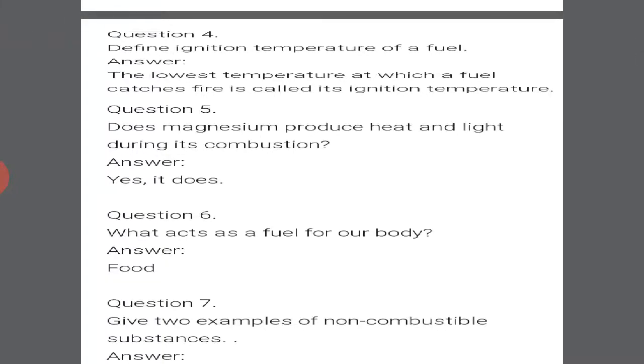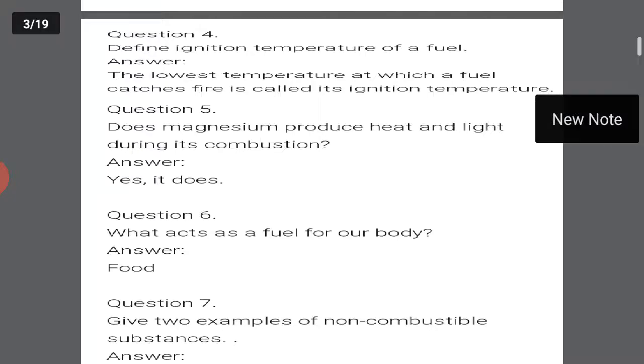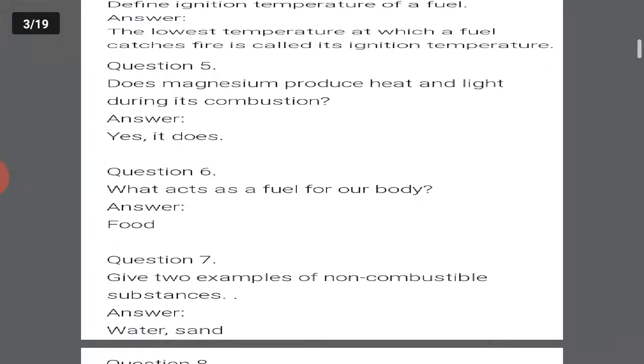Define ignition temperature of a fuel. The lowest temperature at which a fuel catches fire is called its ignition temperature. Got it? Okay, next is, does magnesium produce heat and light during its combustion? Yes, it will definitely do both. It will produce some heat as well as light also.